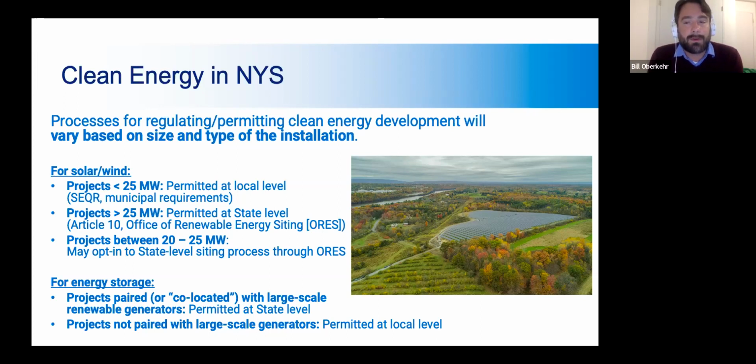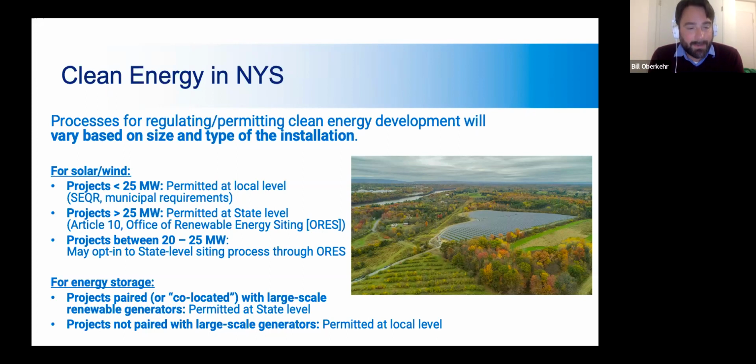Projects that are 20 megawatts or above, so between 20 and 25, have the option to opt into that state level ORES process. It's also 94-C. I may use those terms interchangeably. ORES, Office of Renewable Energy Siting, 94-C is that state level process for permitting projects that are 20 to 25 megawatts and up.